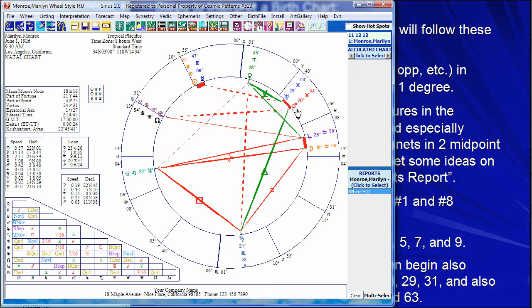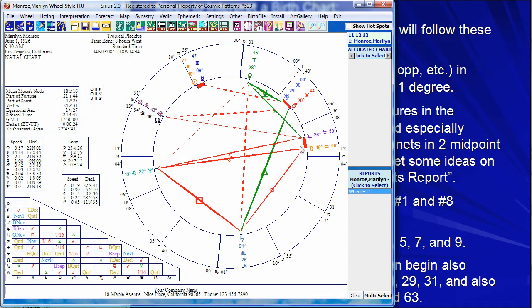There are 2 aspects that are very strong: Mars trine Saturn under a 1-degree orb, and Venus semi-sextile Uranus, a 15-minute orb, very, very small. So we just make a note of that because they may become involved later. She also has a Moon, Saturn, Neptune T-square. The orbs are a little more than a degree, so that's not as important. There are 3 planets, so we might make a note of that.